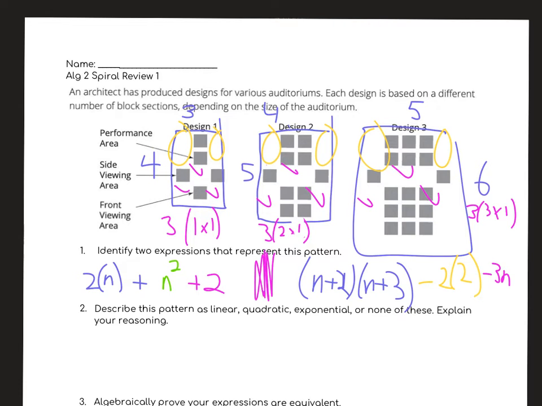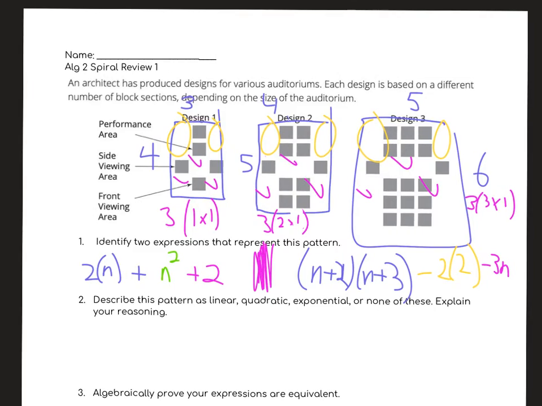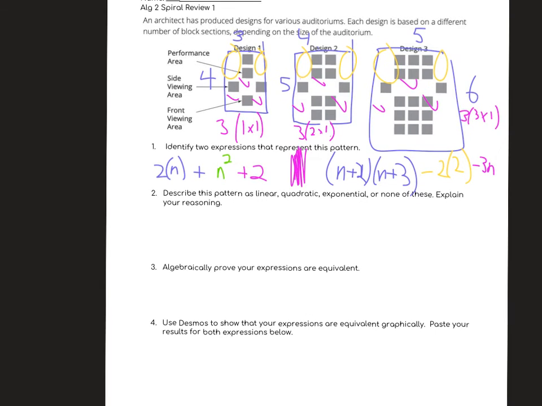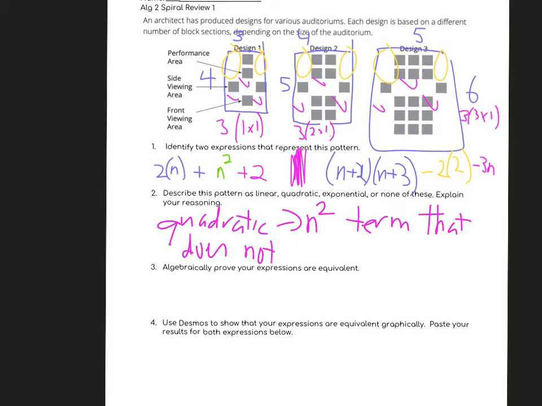I'll draw a bar down the middle to separate them. If you came up with those, cool. If you didn't, that's okay. We forgive you. Hopefully you can come up with at least one pattern, because that's the goal. Describe a pattern as linear, quadratic, exponential, or none. I'm going to say quadratic, because we have an n squared term that does not disappear or cancel or something like that.